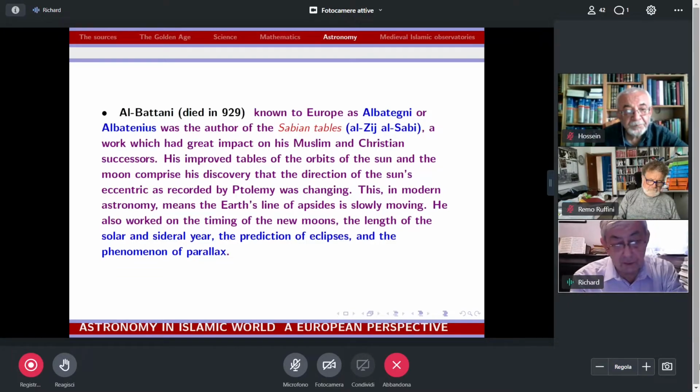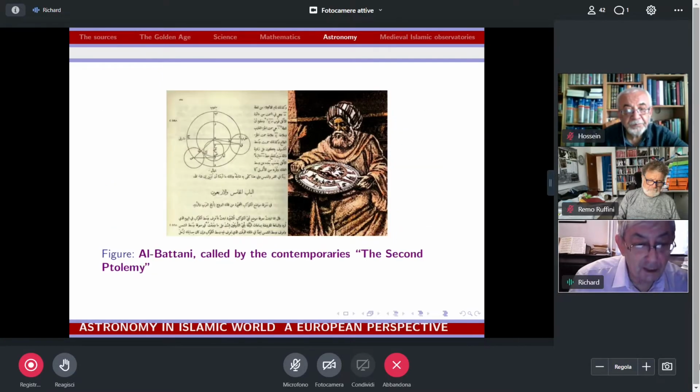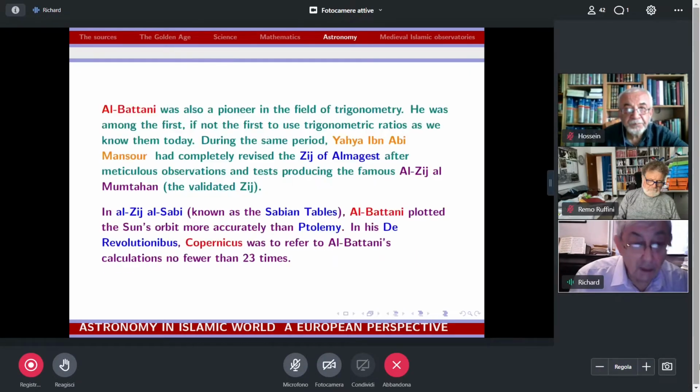He also worked on the timing of new moons, the length of the solar and sidereal year, the prediction of eclipses, and the phenomenon of parallax. Here is Al-Battani, called the second Ptolemy. He was also a pioneer in the world of trigonometry. Now, the Sabian tables were translated, and they were more accurate than Ptolemy's. In his De Revolutionibus, Copernicus was to refer to Al-Battani's calculations no fewer than 23 times.